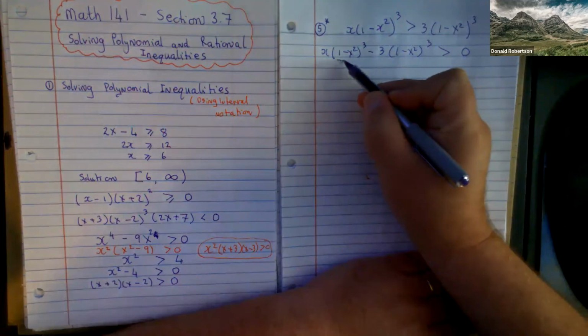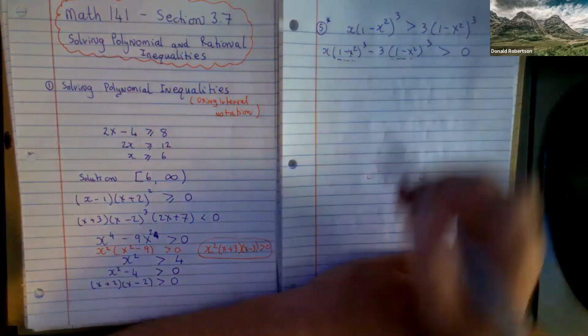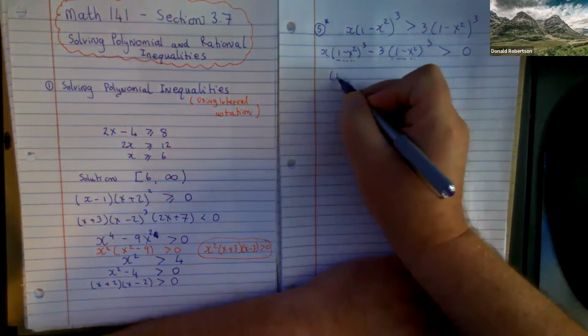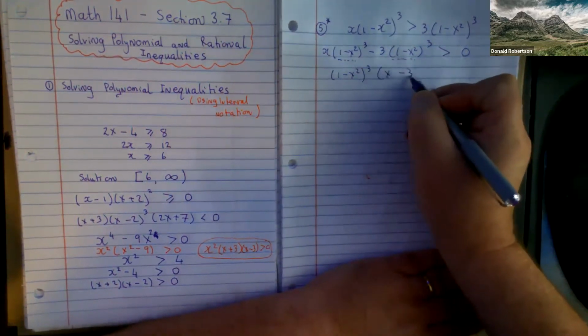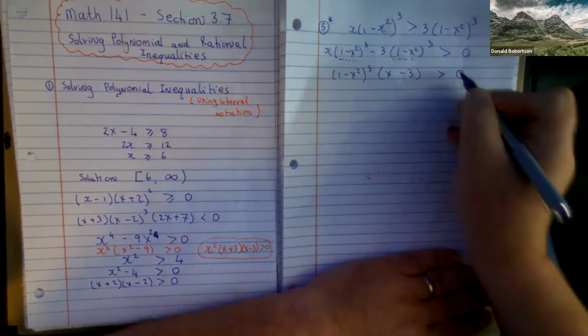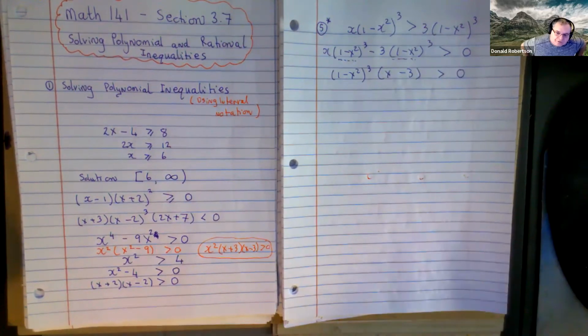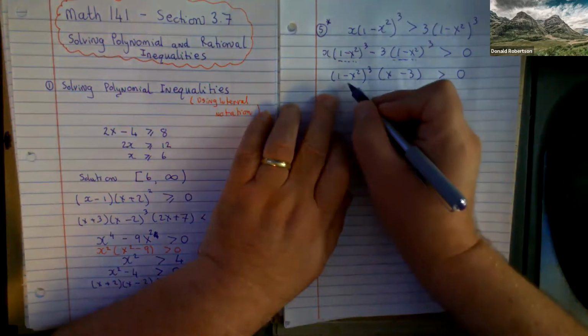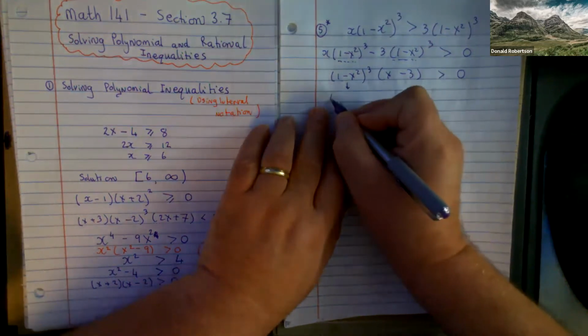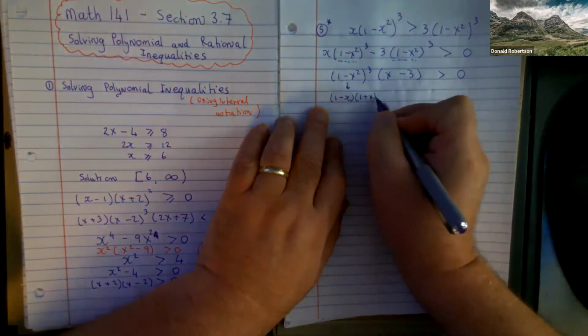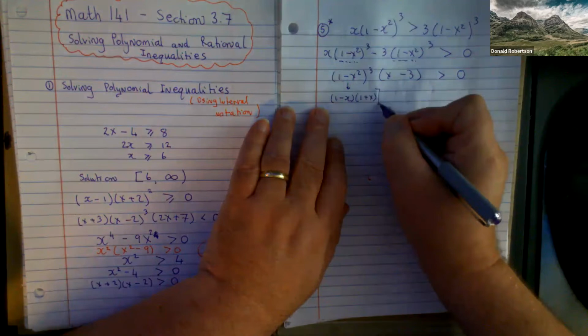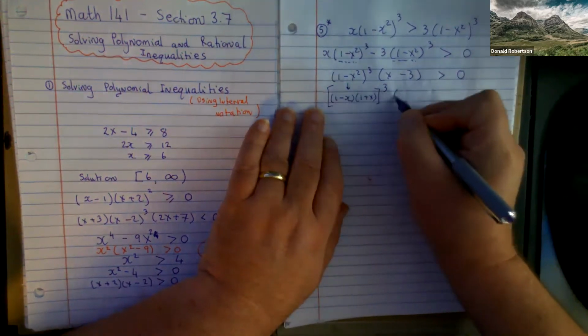And then I'm kind of lucky because it does contain a common factor. The common factor is (1 − x²)³ times (x − 3) greater than 0. And that looks really nice, except it's not as good as it could be. We need to factor this as much as possible. What you might not notice is that 1 − x² can be written as (1 − x)(1 + x). It is a difference of 2 squares. That means we now have this guy.